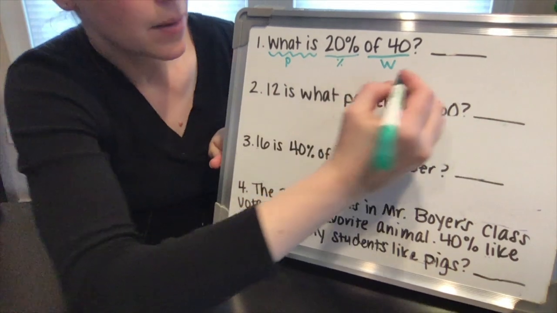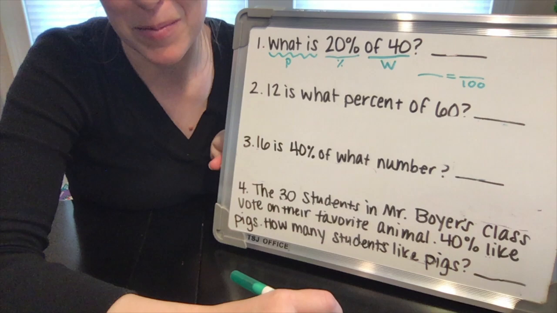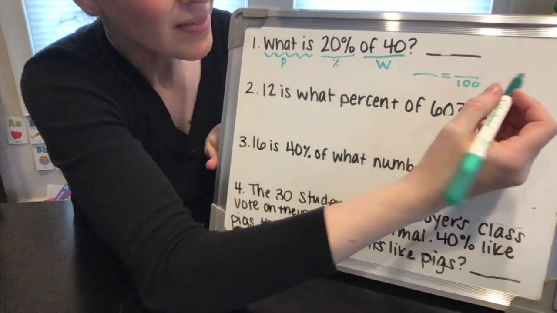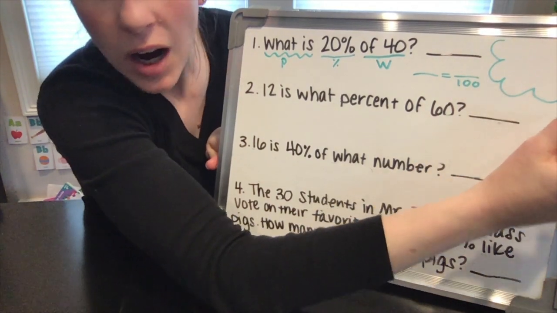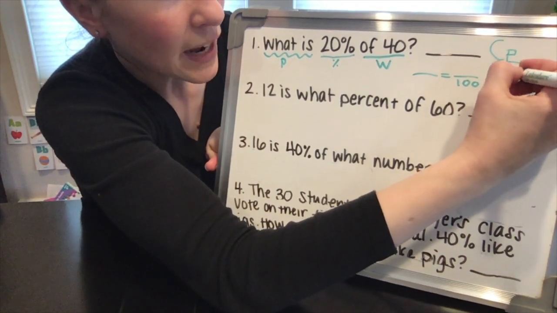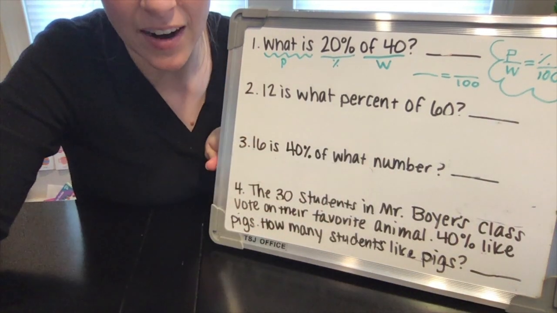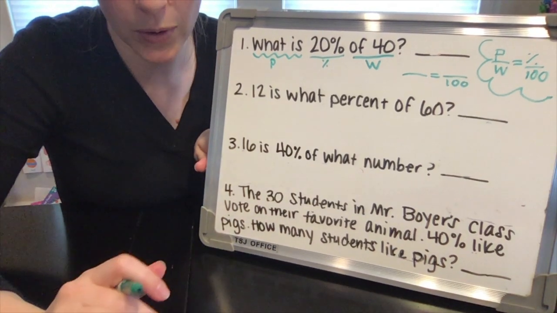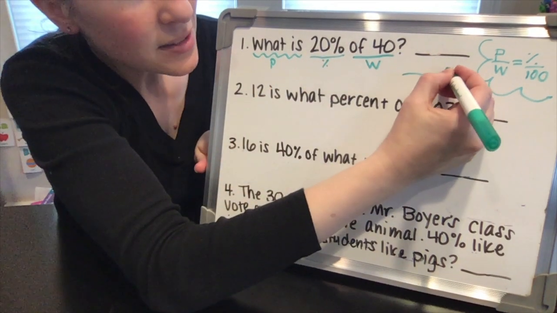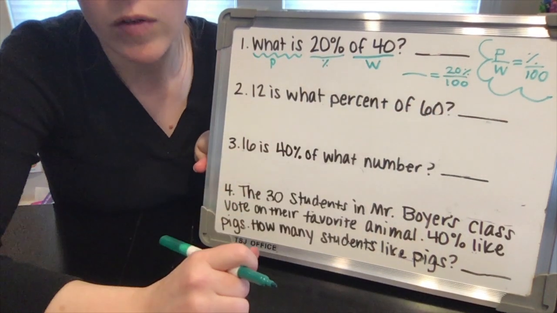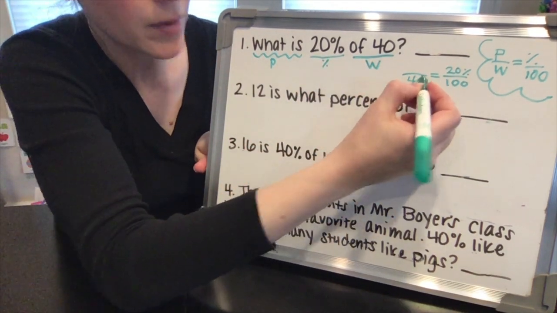I always like to set up my proportion and get it ready to go, and I always know that my 100 goes in the bottom right-hand side. Before I dive in, if it's helpful, you can also write up in the corner of your notes, please write percents over 100, just so you always have that there and you can always view it to help you on the rest of the page. So I'm going to look at what I know. I know that 20 is the percent, so it's obviously going to go 20% over the 100. And since 40 is my whole, the 40 is going to go on the bottom of this side.